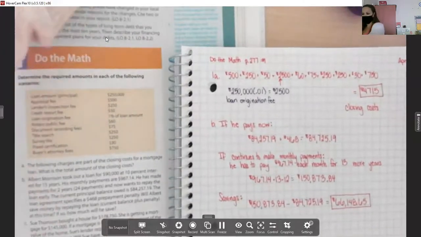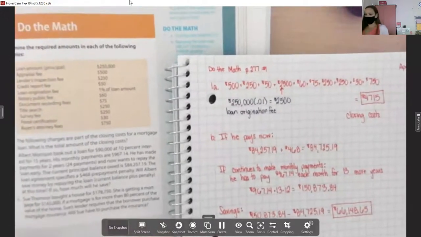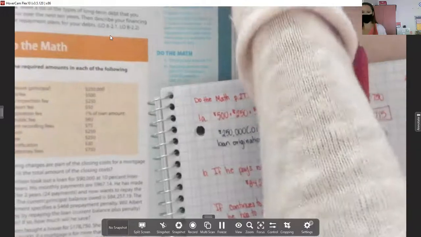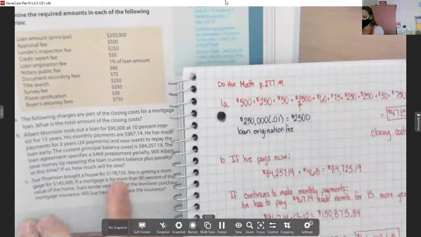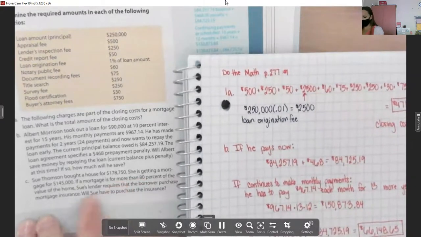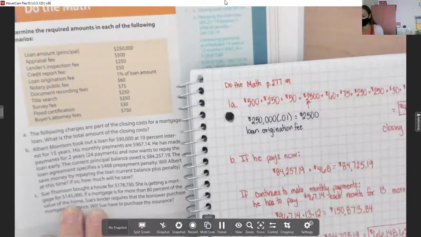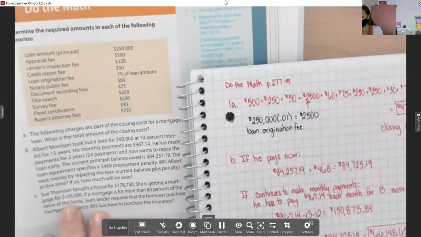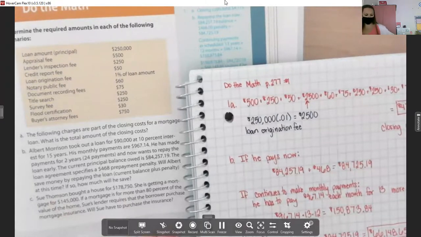And finally, part C down here, make it so you can read it. Maybe. Sue Thompson bought a house for $178,750. She is getting a mortgage for $145,000. If a mortgage is for more than 80% of the value of the home, Sue's lender requires the borrower purchase mortgage insurance. Will Sue have to purchase the insurance?